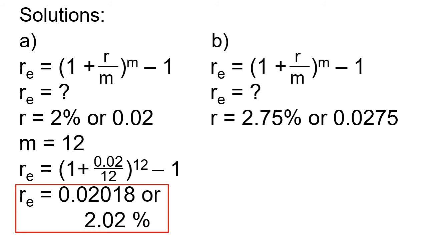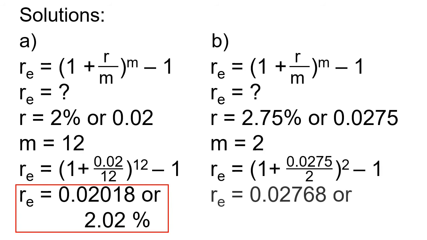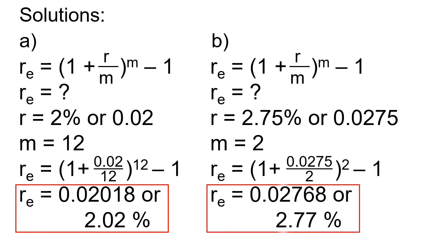For letter B, let's check if you got the same answer. 2.75% is the R or 0.0275. M is 2 because semi-annually. So the answer is 2.77%. Okay?